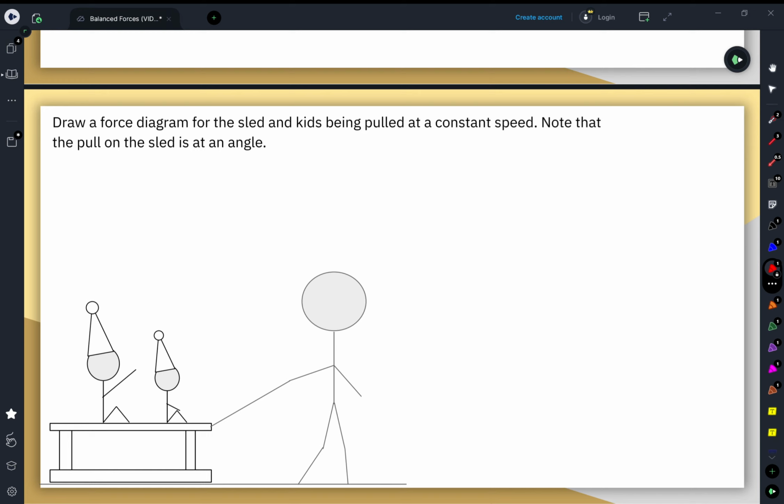This third example will introduce another concept, which is going to be how we can focus on forces that are applied at an angle. So this free body diagram that we're drawing is for the sled and the kids. They're being pulled at a constant speed. So overall, we know the total sum of the forces needs to be 0 newtons.